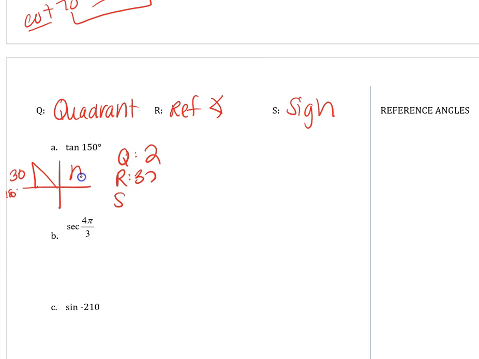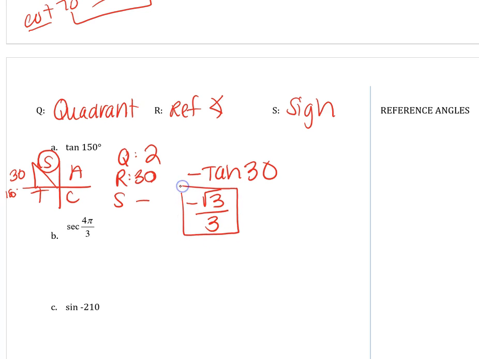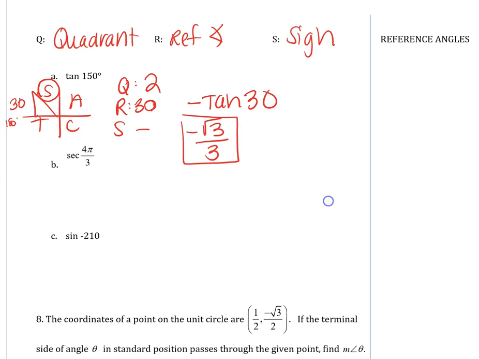And then sine stands for ASTC. In quadrant 2, only sine is positive. So since I'm looking at tangent, the sign is going to be negative. So I can rewrite tan of 150 as negative tan of 30. Then I go to my exact value chart. Tan of 30 is radical 3 over 3, so my answer would be negative radical 3 over 3. And that's exact.